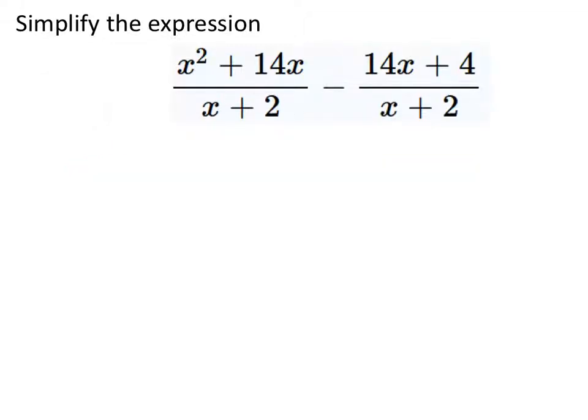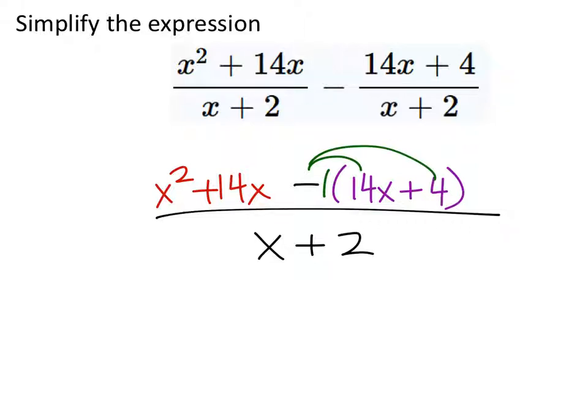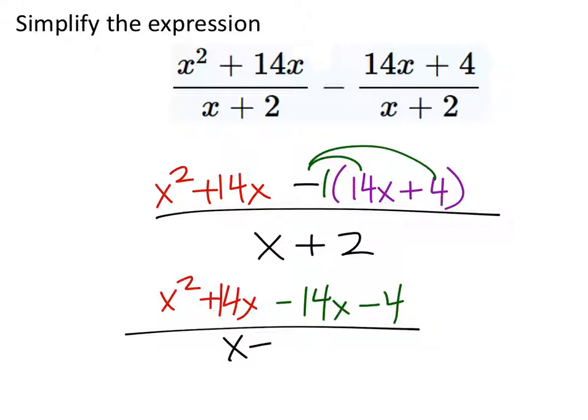Once again, in the most generous fashion, they've given us common denominators of x plus 2. So I can write this as one fraction, where I've got x squared plus 14x minus, and I will want this in parentheses, just so we can see that we're taking away not only the 14x, but also that 4 right there. Or I can look at this as a negative 1 that I'm going to distribute into the parentheses. So I've got x squared plus 14x, and then negative 1 times 14x, which is negative 14x. Negative 1 times 4 is negative 4. And this is all over x plus 2.